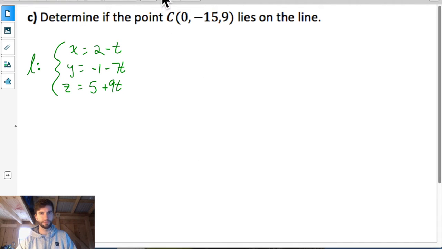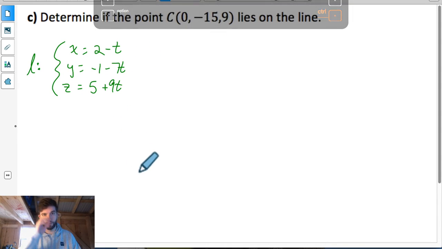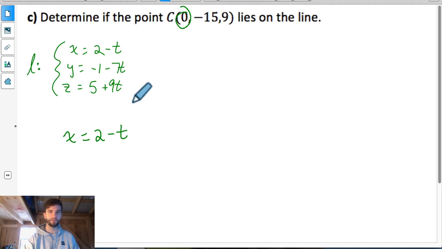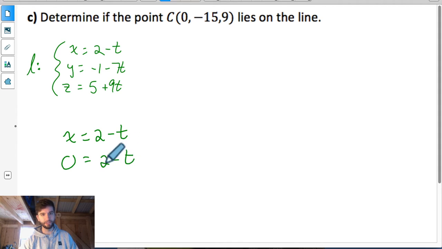So what we're going to do is separate these parametric equations, one for x, one for y, one for z, plug in the point for x, y, z, and see if we can solve for a single value of t. So we had x equals 2 minus t. We'll set x to 0 because that's the x coordinate of the point. 0 equals 2 minus t.